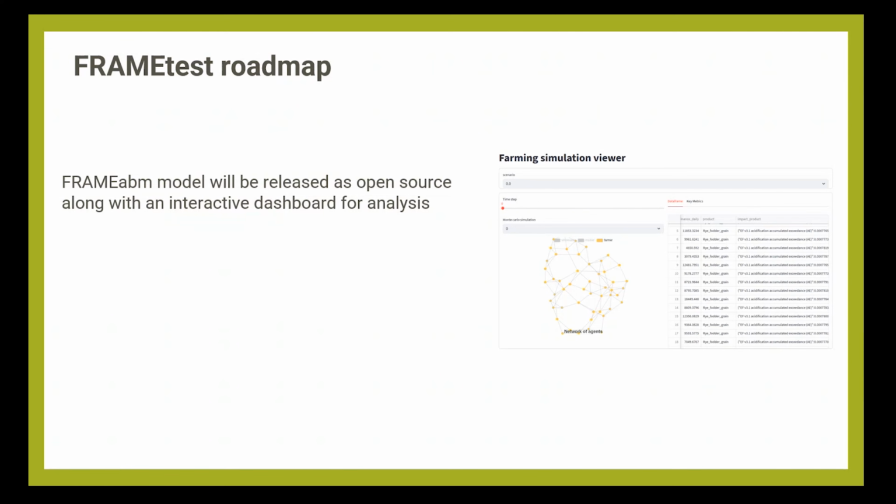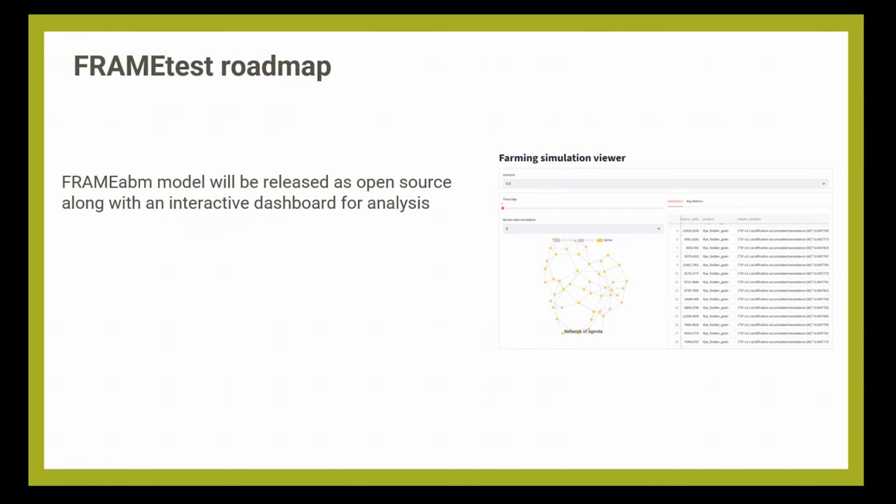So we're going to release the FrameABM model, which is basically the package, the code, and all the resources to run it as an open source package, including the dashboard that I mentioned. Although it's important to feel comfortable with coding, it's a tool written in Python.